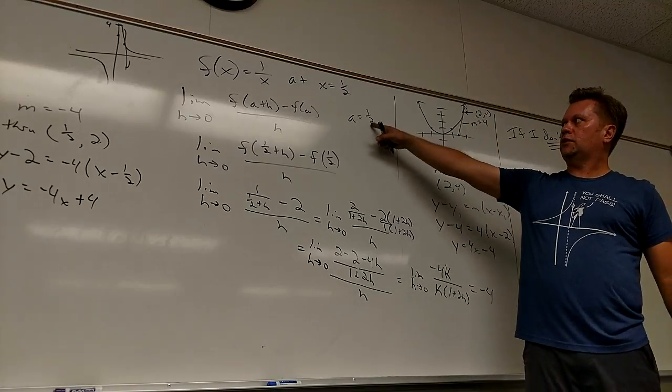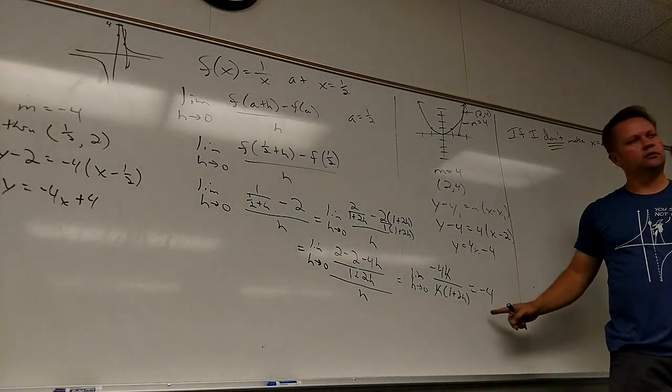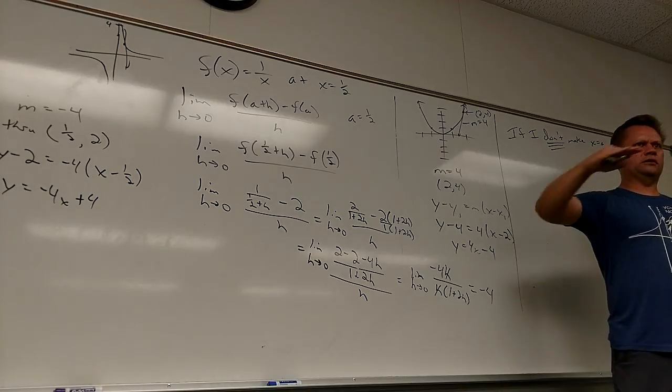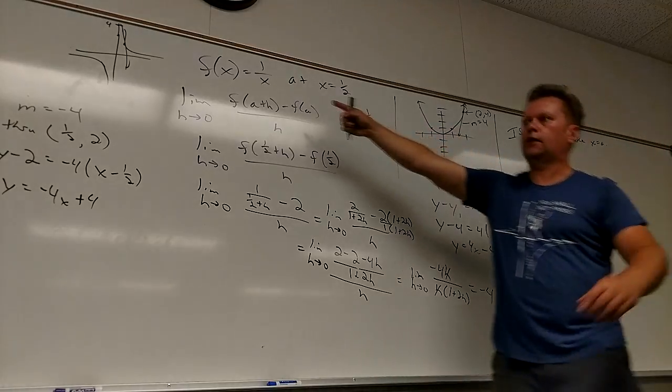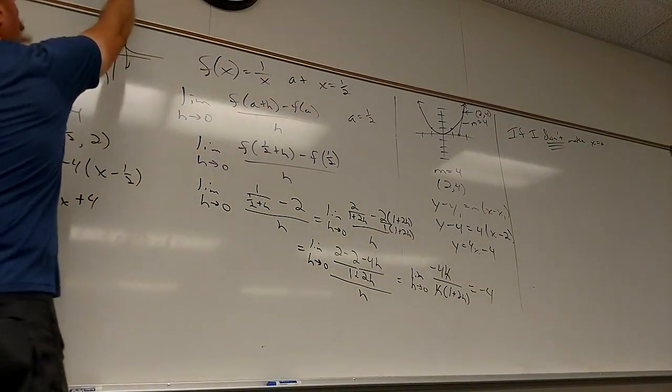If I redid this with a equal to 1/4, would I get the same slope? No, because isn't it kind of curving back and back? It's going to be much bigger negative then. Do you guys see that? At 1/4, it's going to be much bigger negative.